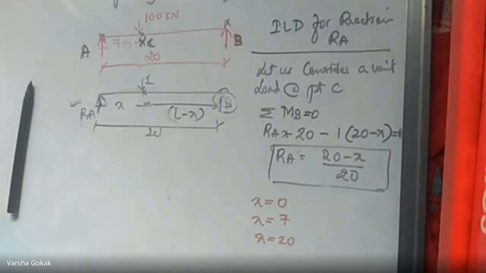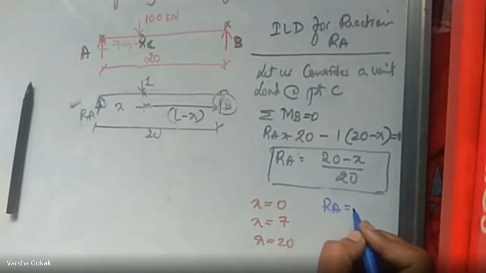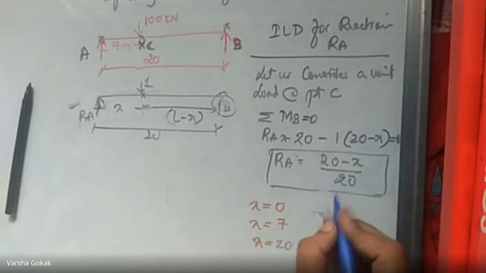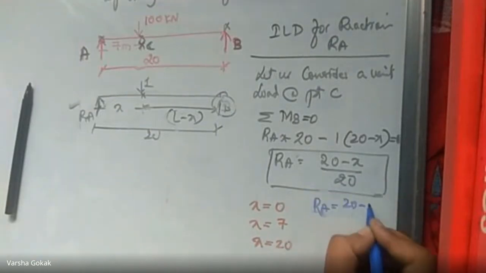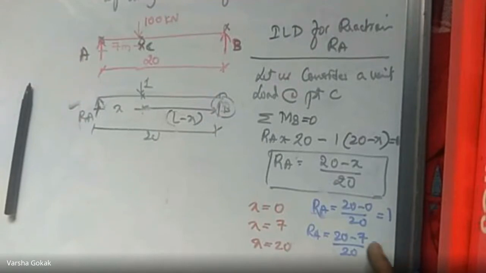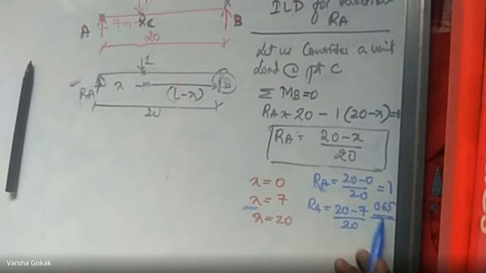So what happens to the value of RA? So X equal to 0. 20 minus 0 by 20. What is value of RA? RA is equal to 1. Correct? RA is equal to 20 minus 0 divided by 20. That makes RA equal to 1. At X equal to 7, RA would be 20 minus 7 divided by 20. That is 13 divided by 20 would be how much? 0.65. Okay. So at X equal to 7, the reaction RA value is 0.65.